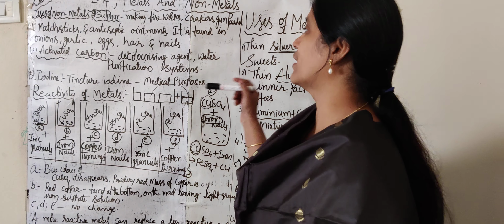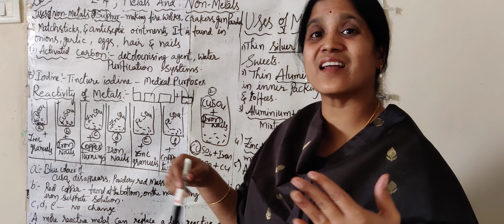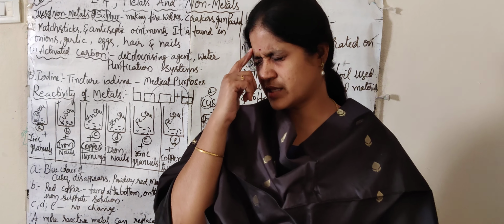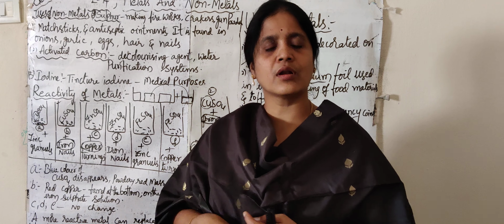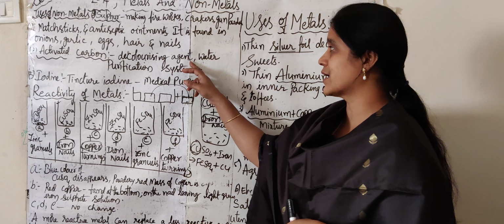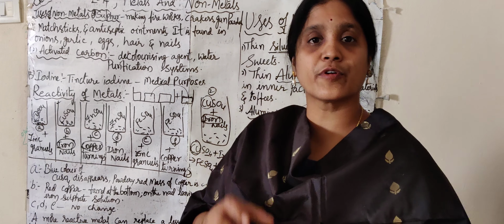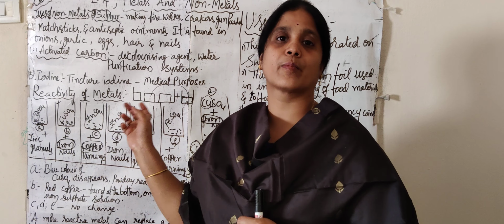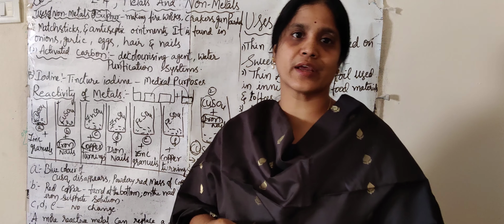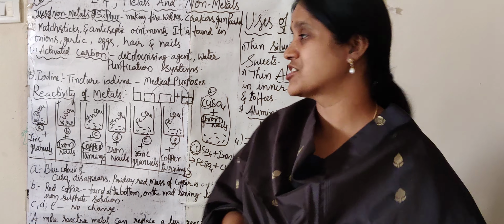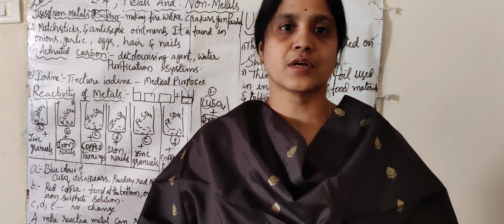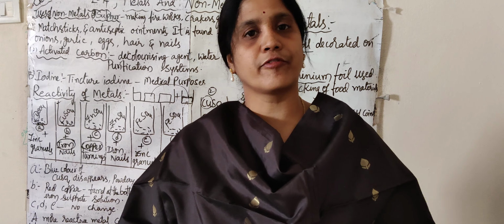Now coming to carbon. This carbon is used as a decolorizing agent. If you see hair dyes and all, they are using this carbon. It is used as a decolorizing agent, and in water purification also carbon is used. Now iodine. Iodine means we get tincture iodine. This tincture iodine is used for medical purposes. So these are the uses of non-metals.